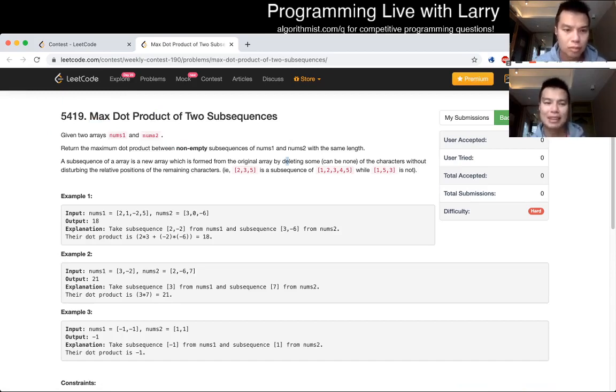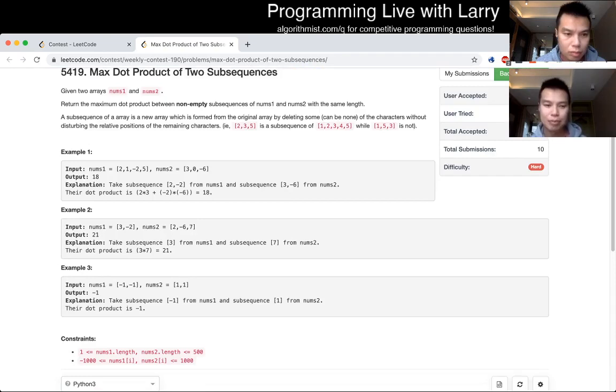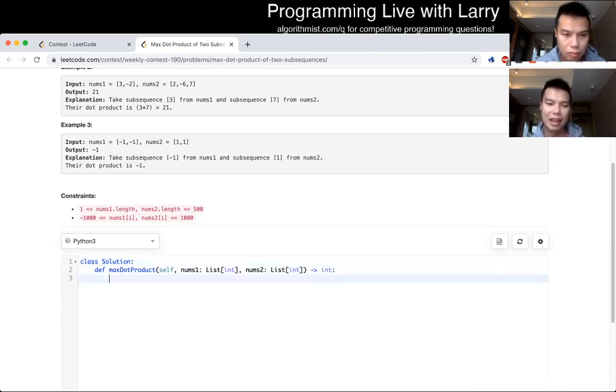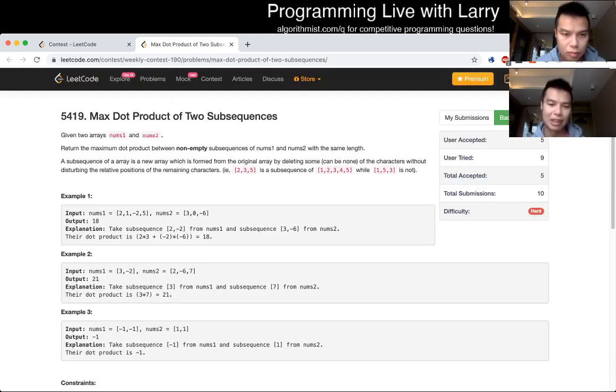Q4, max dot product of two subsequences. As soon as I saw it, I was like, okay, this feels like a dynamic programming problem. I refreshed it, and I saw five people submit it already. And I was like, well, God, it is what it is. But this is dynamic programming, straight up. I looked at the N and the M's, and it was 500. So I was like, okay, that should be fast enough.